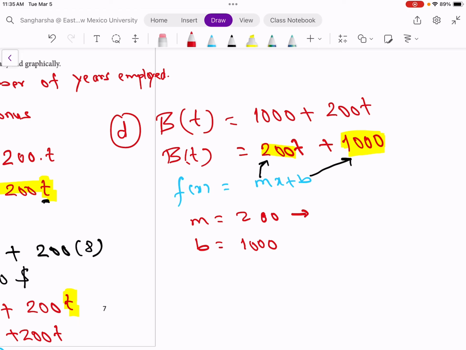Since it's an annual bonus, does that mean that she has to work a year to get that 1000? Okay, that's a good question. In other words, her annual bonus is $1000 plus 200, like t has to be 1 or greater.